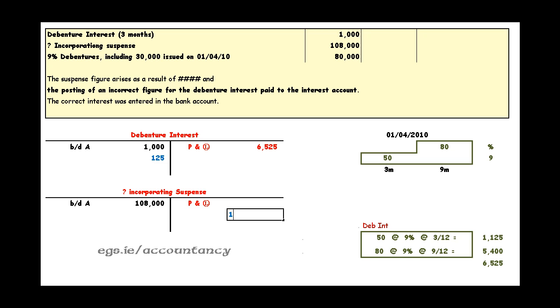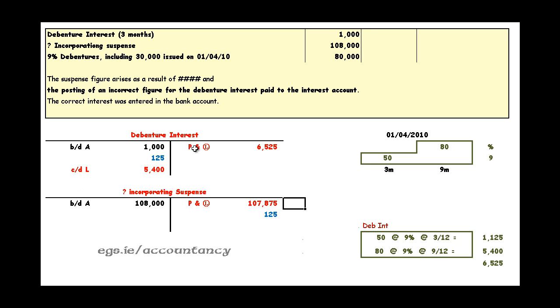Finally, we close off the two accounts. We can see that we have already used our P&L expense closing entry in the debenture interest account and it still doesn't balance. Hence, we need to use a CD closing entry to finish it off. The ABC rule applies. Assets are brought down and carried down. And from this, we can see that it is a CDL liability of 5,400. And in the suspense, our closing entry is 107,875.